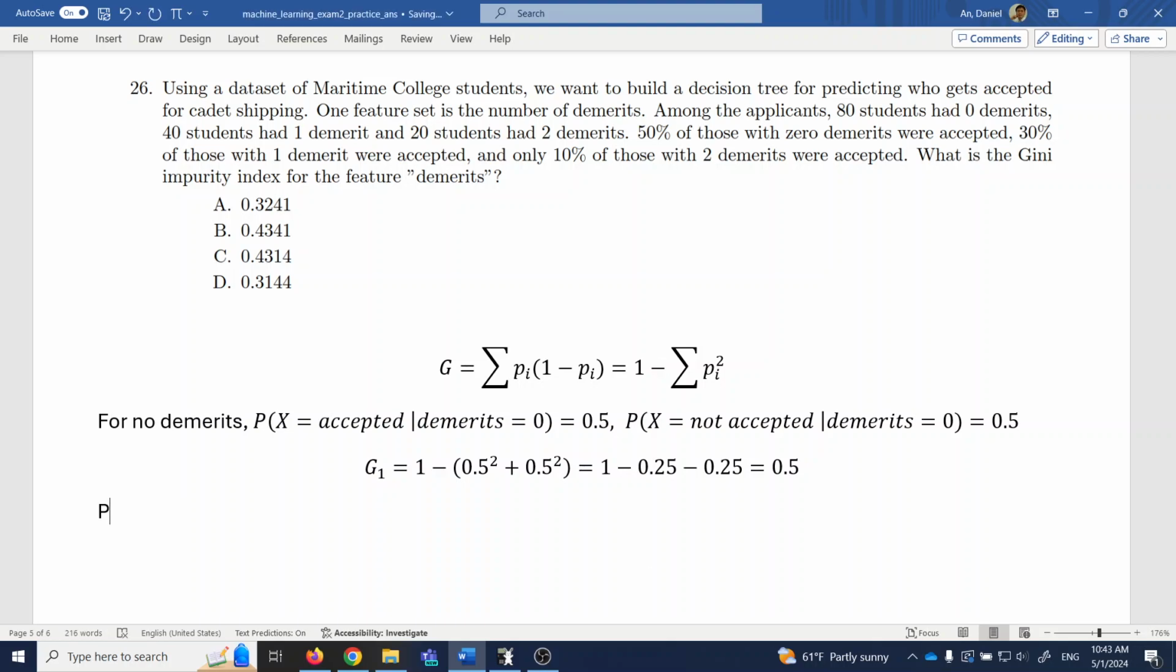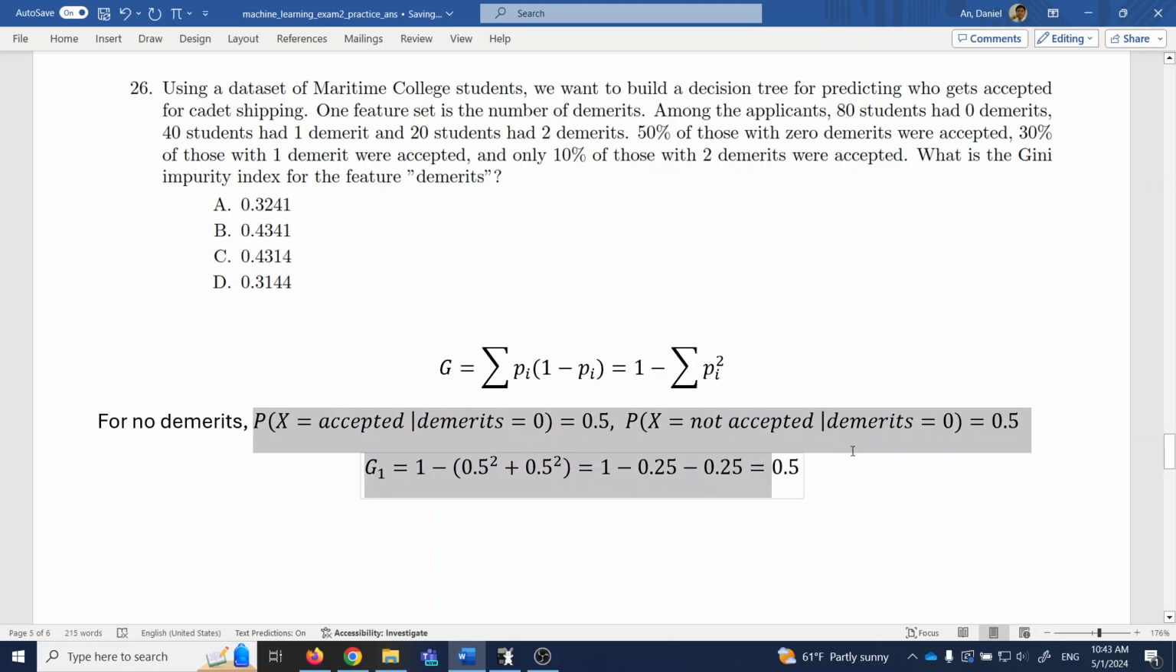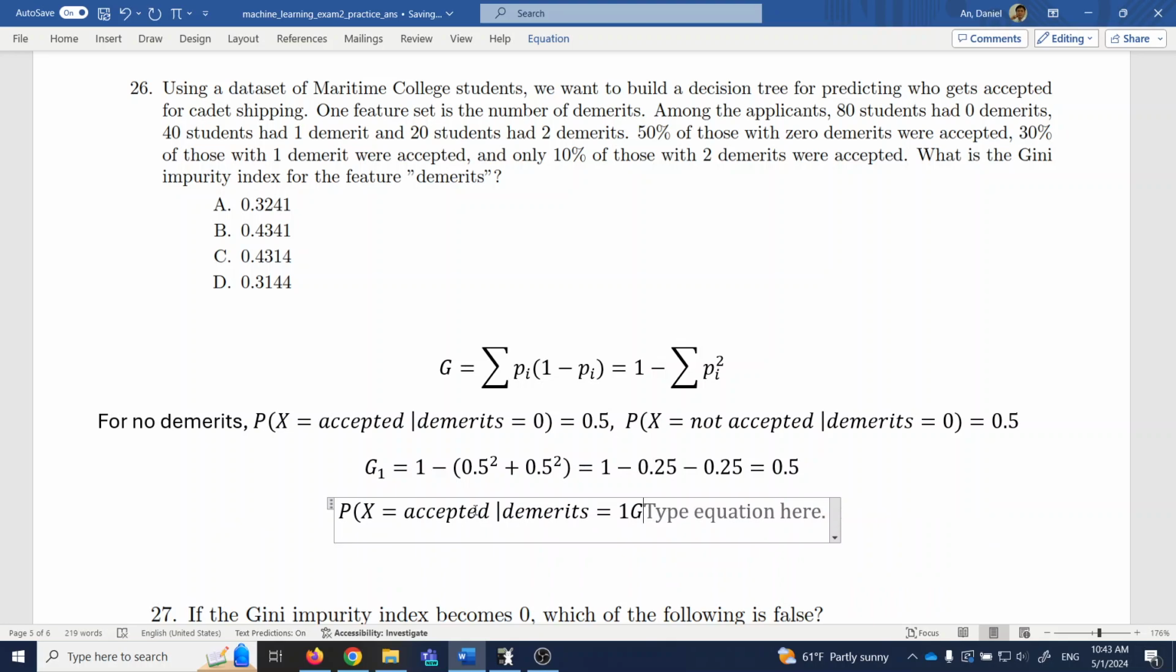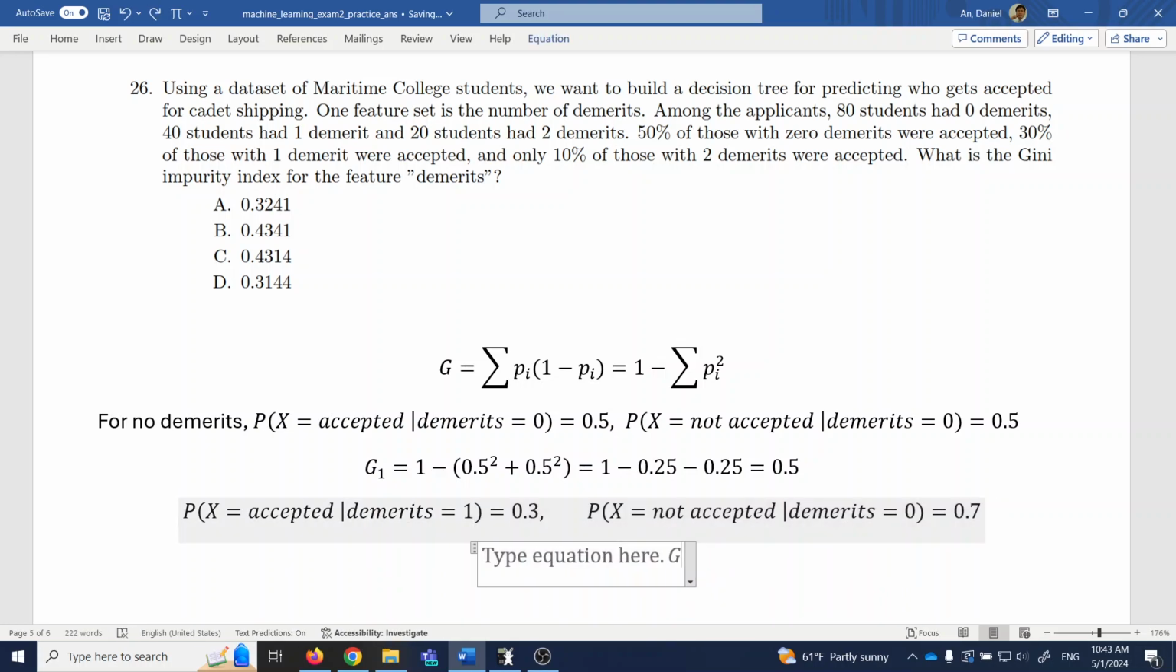All right, what about 1 demerit? Well, for 1 demerit, the probability is that 30% get accepted and 70% don't get accepted, and that's going to be Gini coefficient 2 equals 1 minus 0.3 squared minus 0.7 squared, which is 1 minus 0.09 minus 0.49, so it's going to be 0.42.